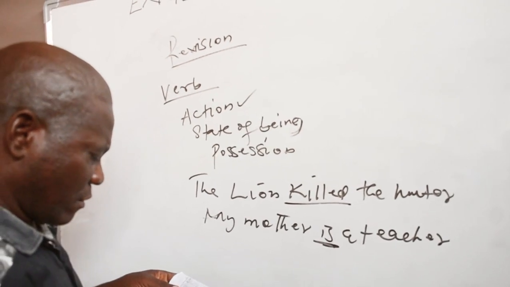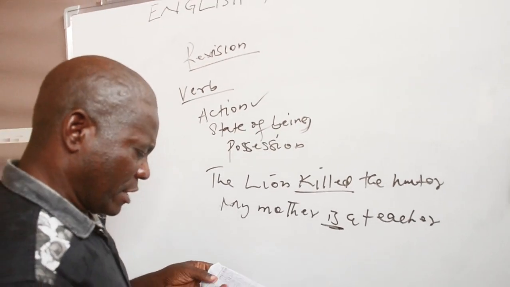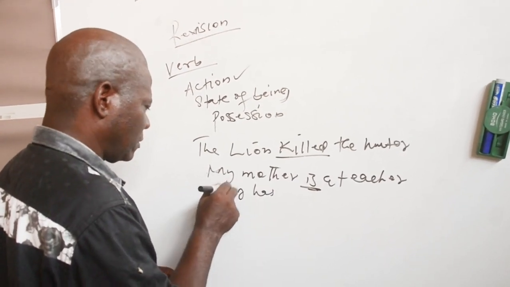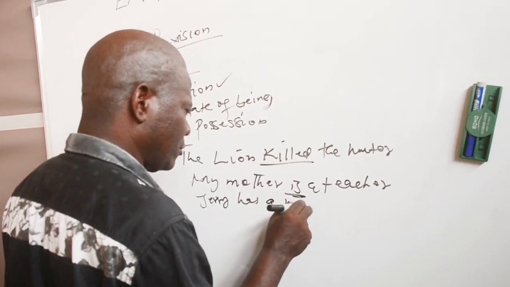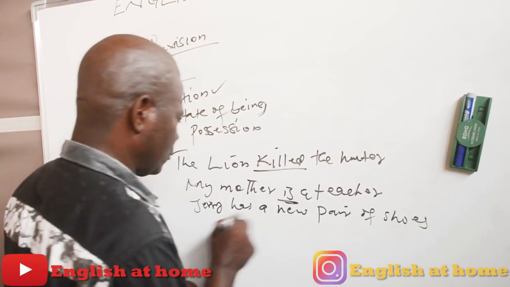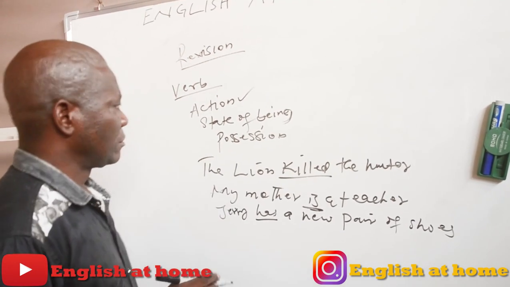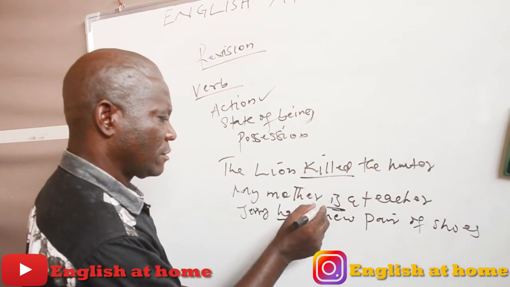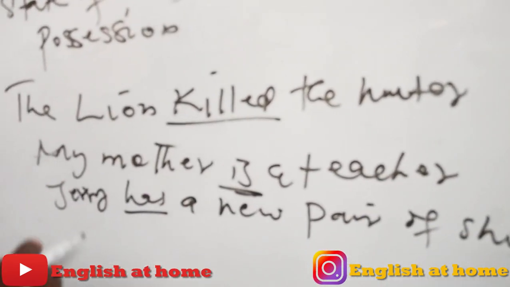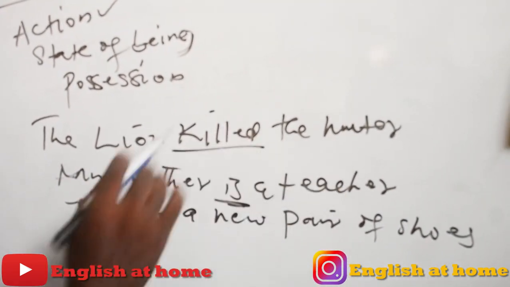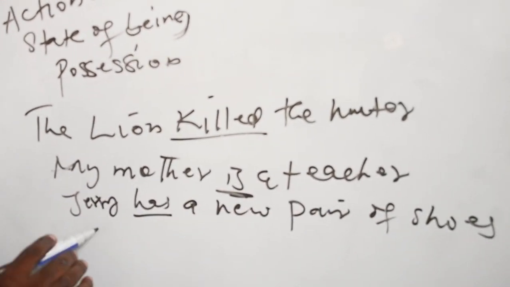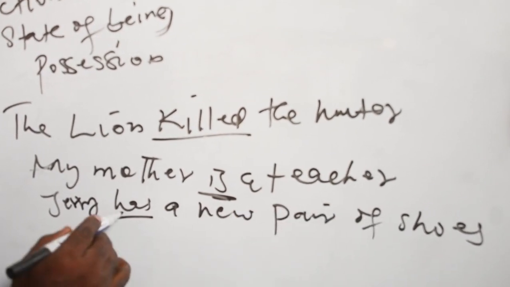And then we have the third sentence example. Jerry has a new pair of shoes. Has, possession. Action, state of being, possession. So that was the summary of what we did last week. The lion killed the hunter, action. My mother is a teacher, state of being. Jerry has a new pair of shoes, possession.